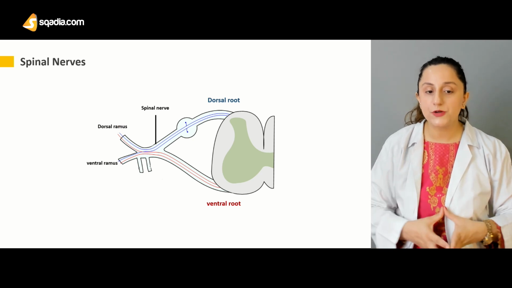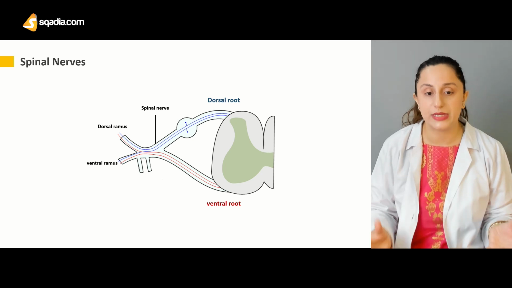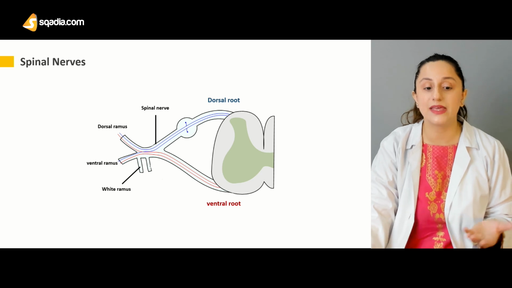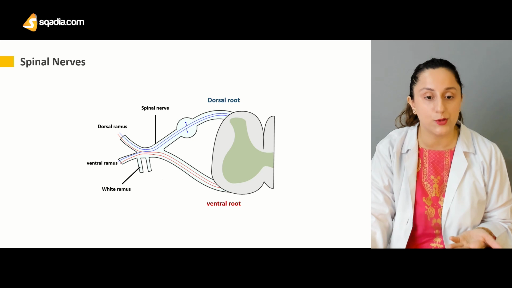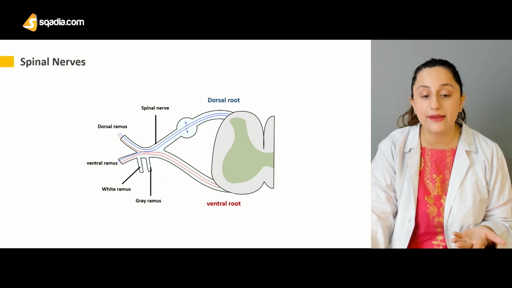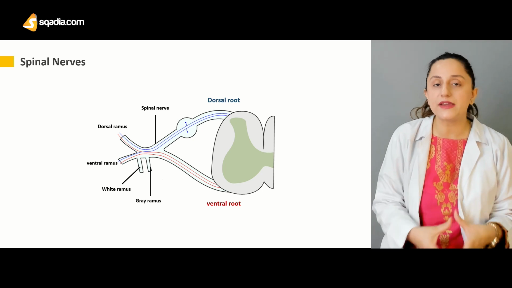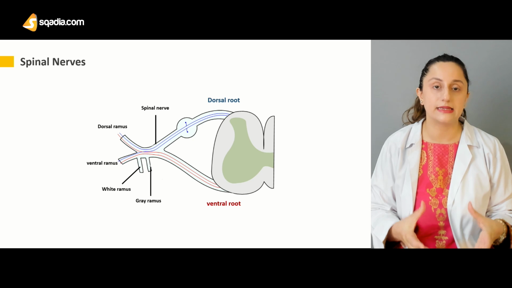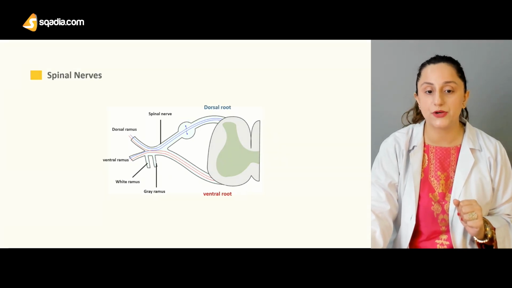Now, this spinal nerve divides into a dorsal ramus and a ventral ramus, and is going to innervate the muscles accordingly. And then we have the gray rami and the white rami, the rami communicantes, in between, which are innervating the muscles attached to the spinal cord as well.